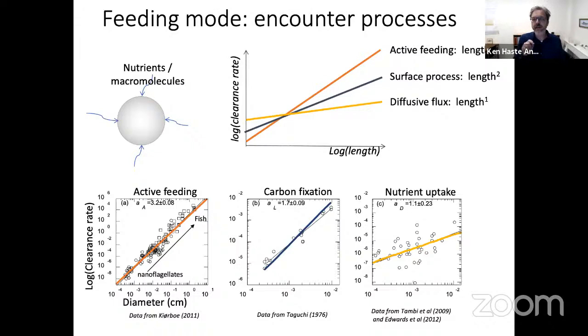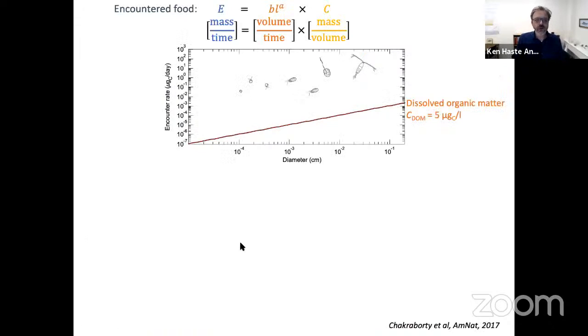I'd rather look at, with these three different processes, which are the main processes of acquiring food here, how much can we say about the diversity of the unicellular ecosystem in the ocean? So I'll look at the rate of food encounter. What is the mass per time they encounter food? And that's essentially the clearance rate that I looked at before, the volume per time, multiplied by the concentration of the matter that they want to get.